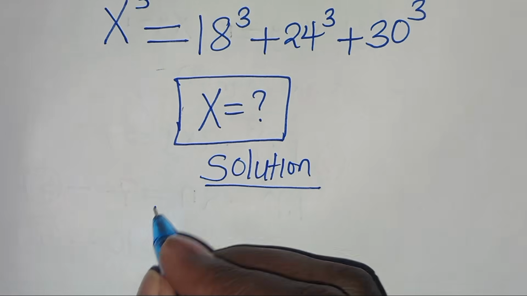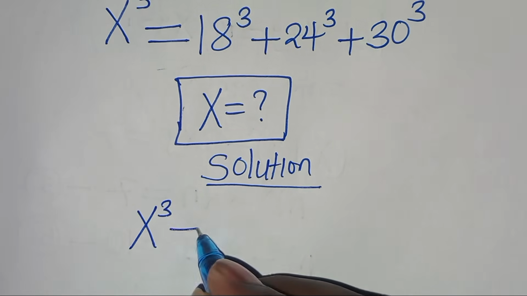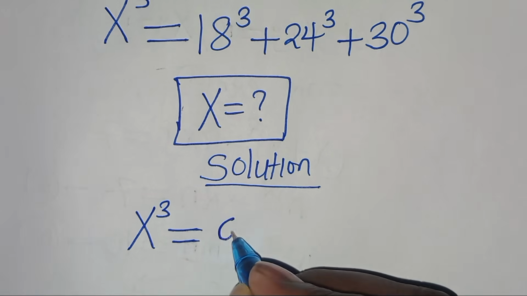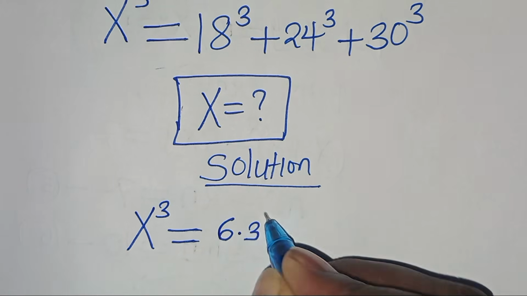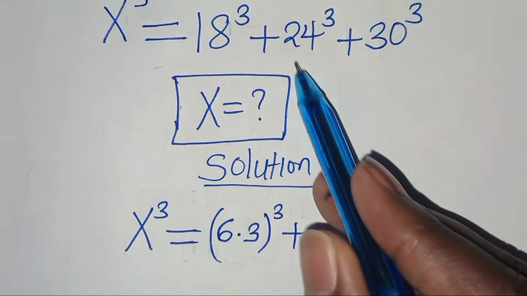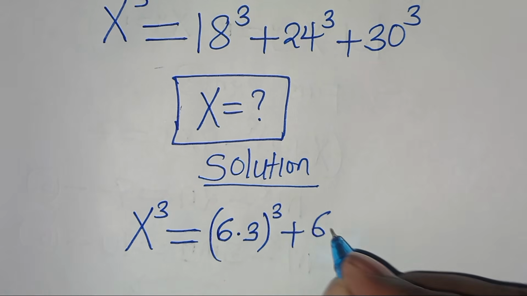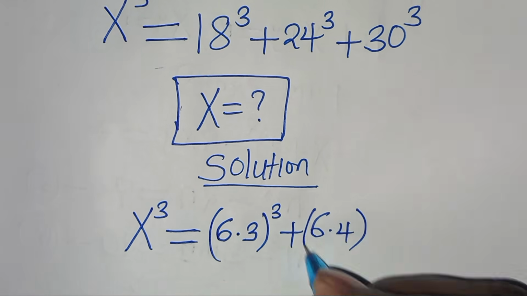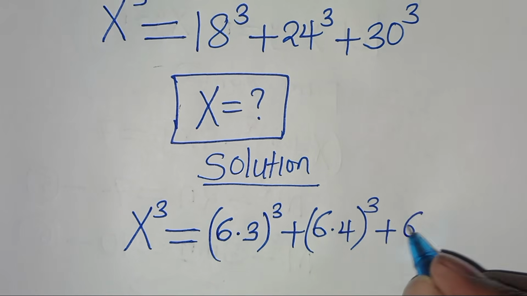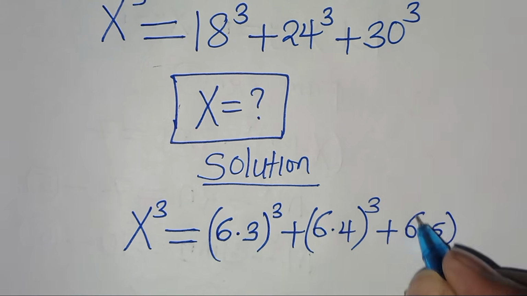So this is x to the power of 3. This is equal to 18 to the power of 3, which you can express as 6 multiplied by 3 raised to the power of 3, then plus 24, which is 6 multiplied by 4 raised to the power of 3, then plus 30, which is 6 times 5 raised to the power of 3.